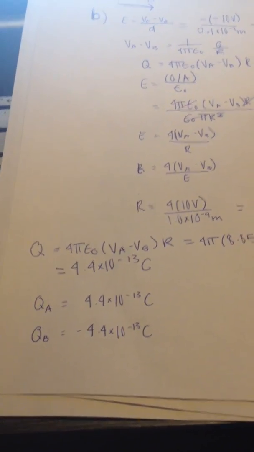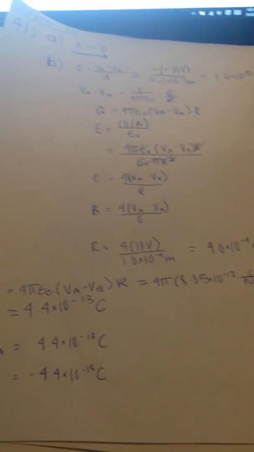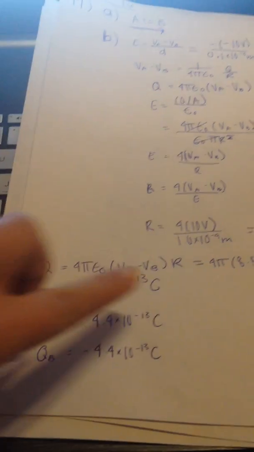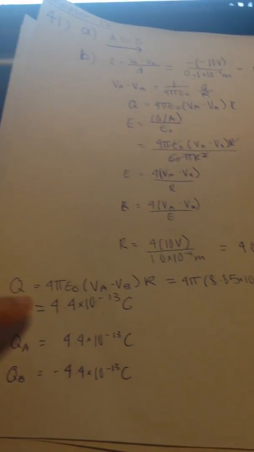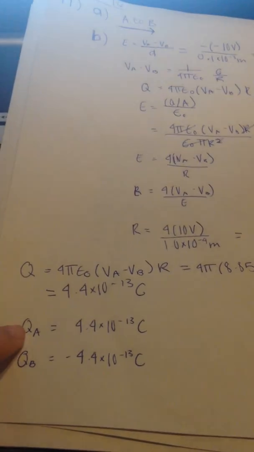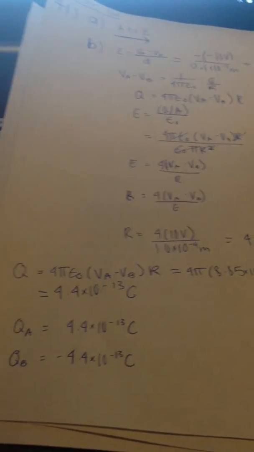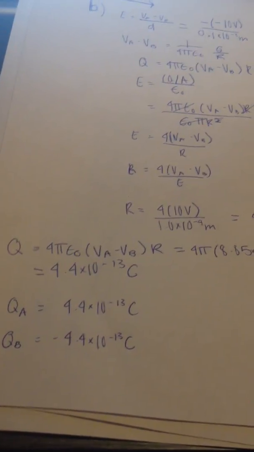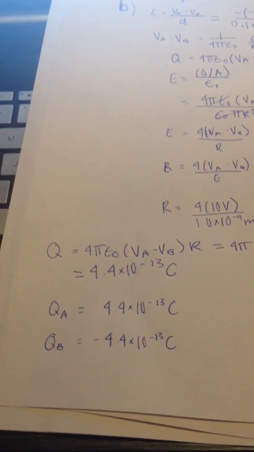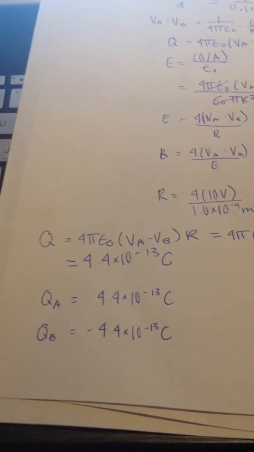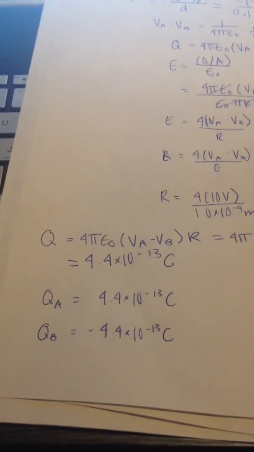Then we go back to the equation up here like I mentioned earlier, plug all that in, and just plug and chug in your calculator. It's always my favorite thing to do, and that's what you're going to get here. Then you get QA and QB. Remember, they're two separate charges, so beware which one goes where. QA is going to be 4.4 times 10 to the negative 13th, positive, and then QB is going to be negative of the same magnitude.